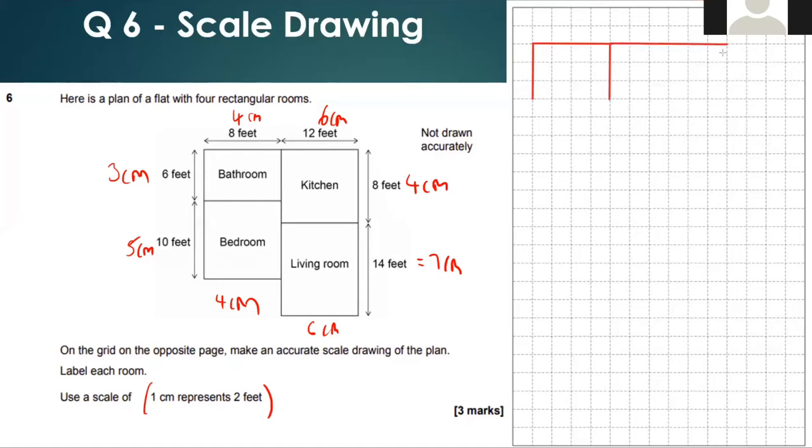I then go down by 4, 1, 2, 3, 4. Okay. I obviously go across by 6, 1, 2, 3, 4, 5, 6. And then obviously this bit here is included in the 5 centimeters on the other side. Okay, just undo that. Obviously this fifth bit here is actually included in the other bit here.